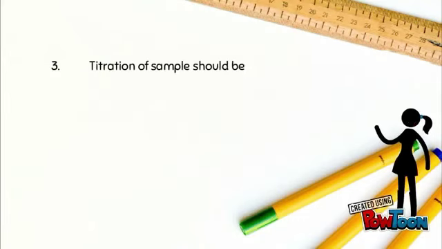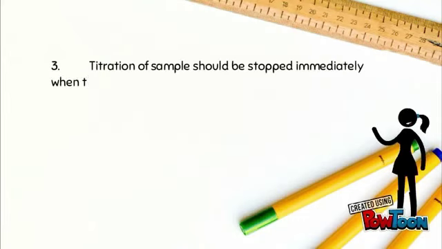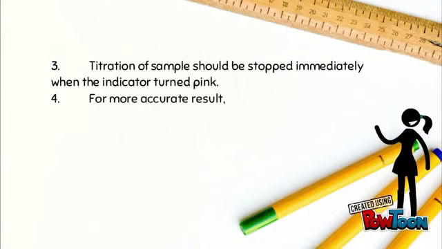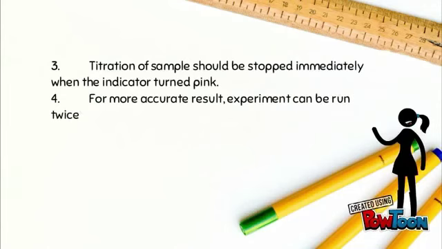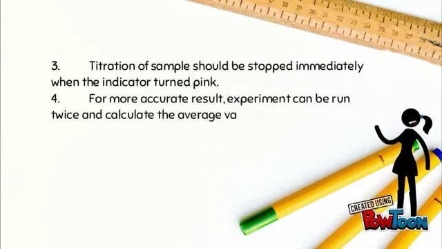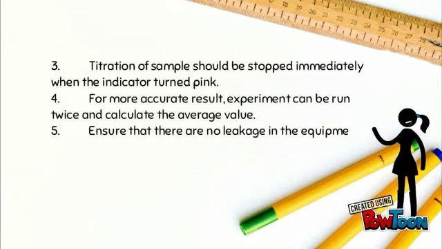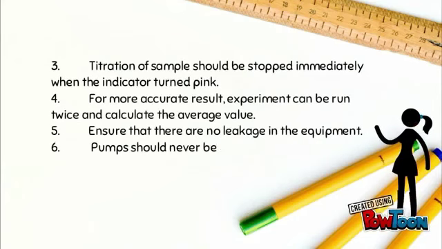Number 3, the titration of the sample should be stopped immediately when the indicator turns pink. Number 4, for a more accurate result, the experiment can be run twice and the average value calculated. Number 5, ensure that there is no leakage in the equipment. Lastly, the pump should never be run dry.